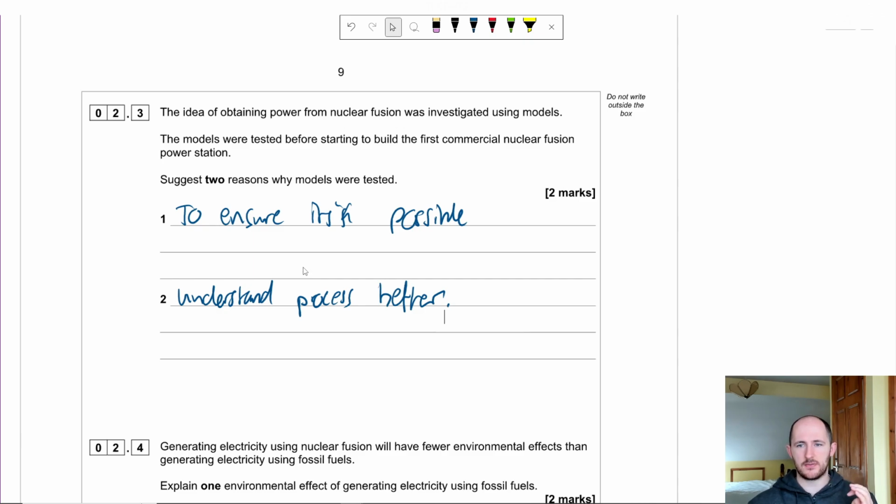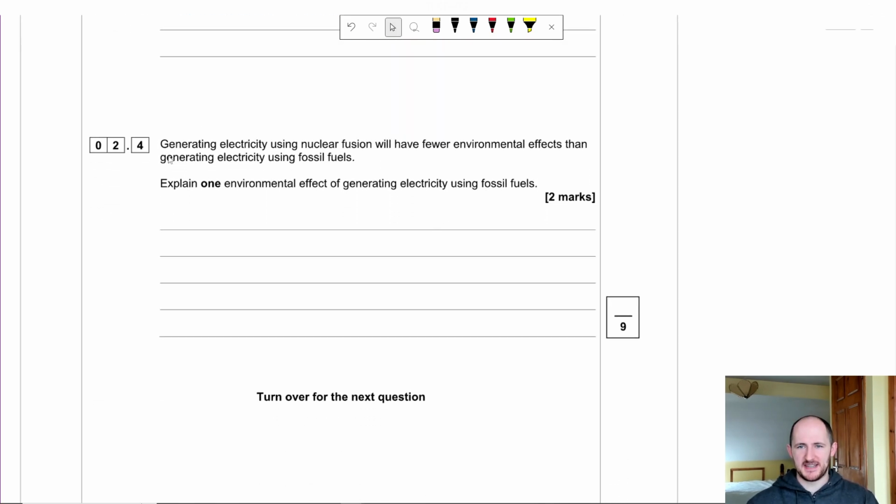And in terms of the model as well, if we do it on a smaller scale or use a computer simulation or something like that, it's a lot cheaper than building the whole thing and then testing it. So we actually can create computer models essentially for free, as opposed to spending billions of pounds on something that we don't even know is going to work, which is a pretty useful thing.